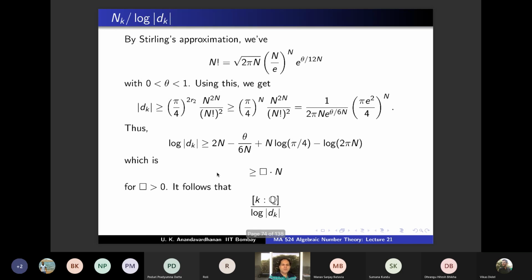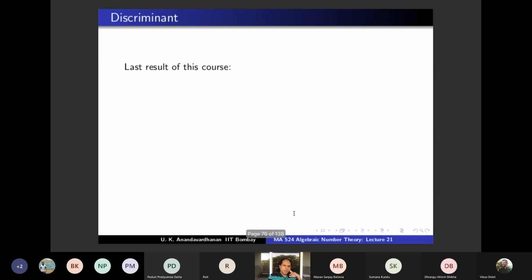Okay, so this is what we saw last time. I mean, verbally we said that the degree n divided by log mod dk is bounded for k not equal to q. K not equal to q we are using because otherwise dk is 1 and log is 0. So we know that if k not equal to q, dk is strictly bigger than 1, and n by log dk is bounded. So the degree of k over q by log mod dk is bounded. So this follows. Okay, now we can come to Hermite's theorem.